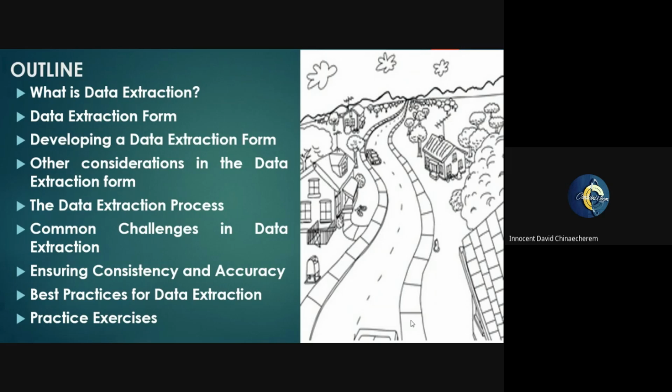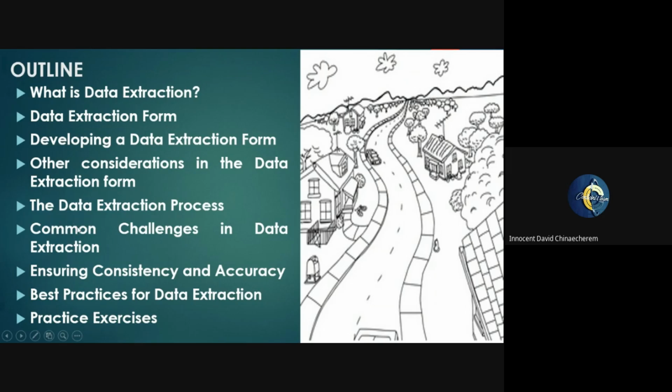And now, aside from those traditional pieces of information that need to be reflected on our data extraction form, what are other considerations that we need to make? So that's part of our outline. Then we'll look at the data extraction process, where we'll have a hands-on look at examples.